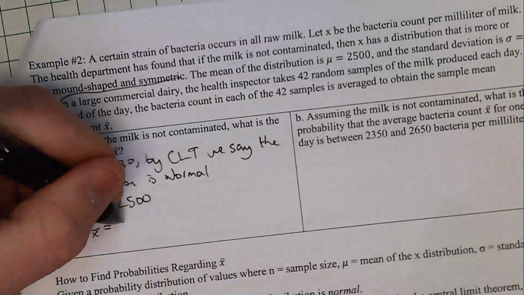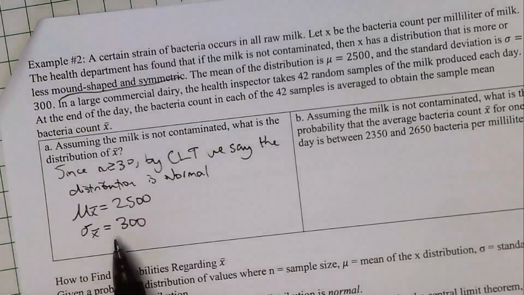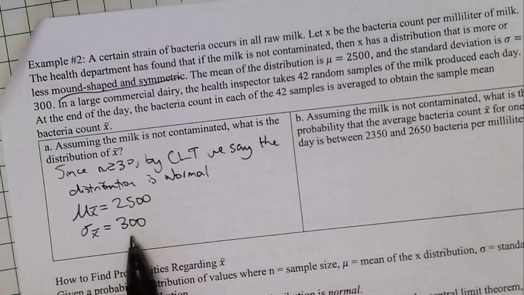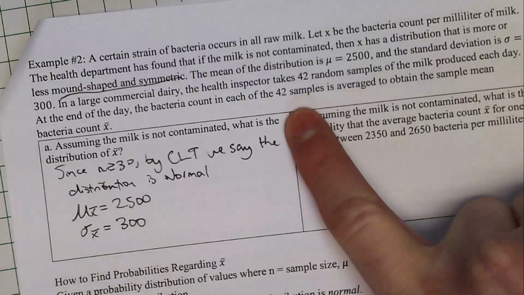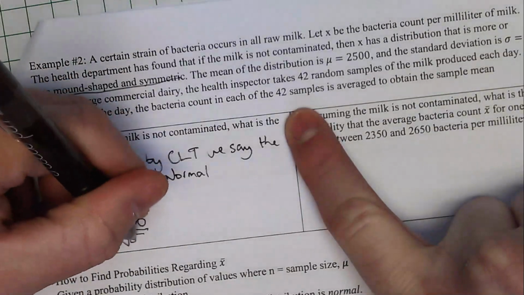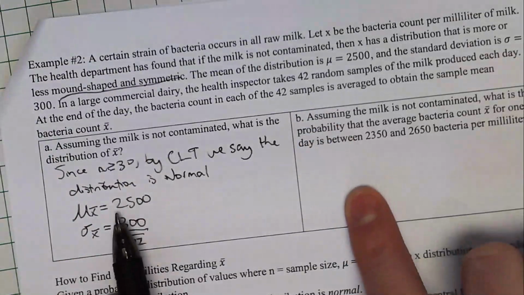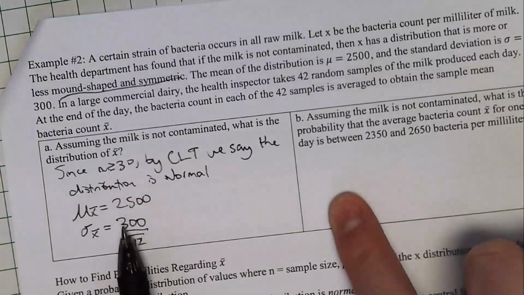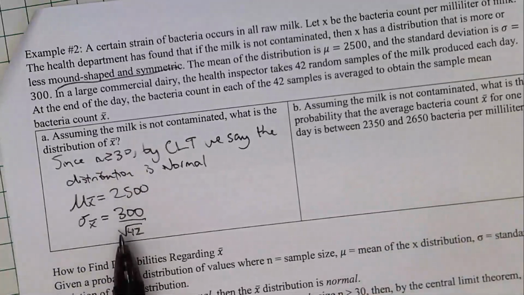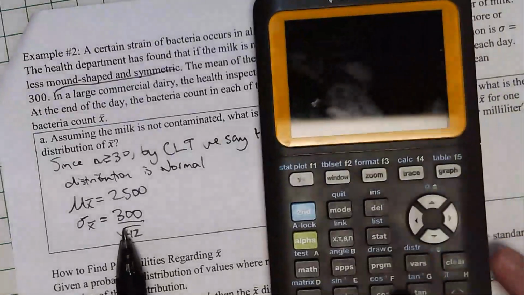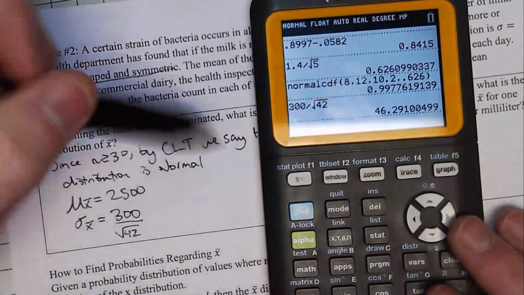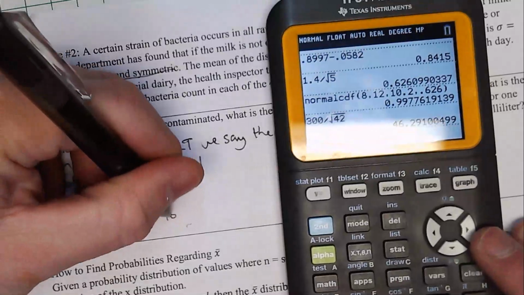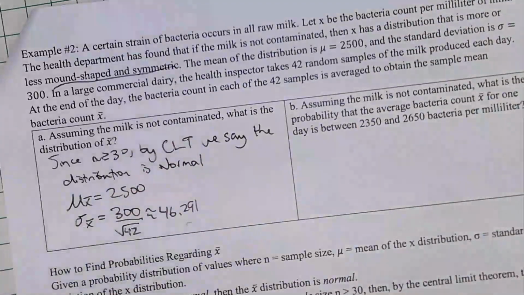I have 300. Now, if I'm just doing one at a time, it would just be 300. But how many do I have in my sample? How many samples do I have? 42. So I'm doing 42 at a time. So what I have to do here is divide this by the square root of n. So to find the distribution, the mean stays the same. The only thing that changes, if you want to simplify this as much as possible, is the standard deviation. You just divide the standard deviation by the square root of n. So 46.291, okay? It's very easy.